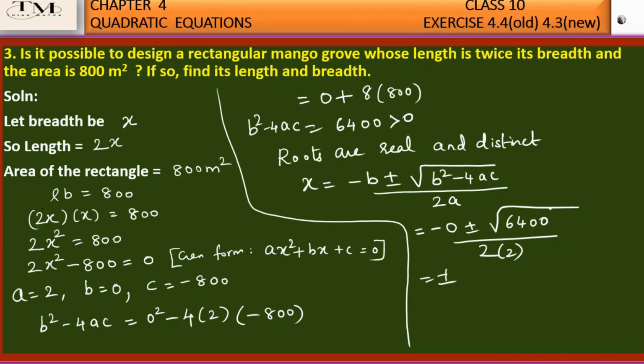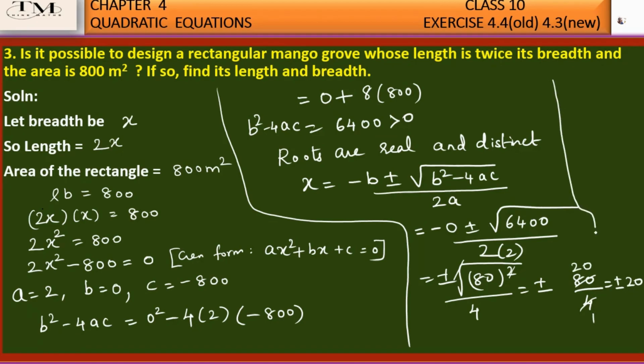So it is plus or minus. What is the square root of 6400? 64 is 8 into 8, so it is 80 whole square root, divided by 4. The square and root get cancelled, so it will be 80 divided by 4, which is equal to plus or minus 20. Because 4 ones are 4, 2 4s are 8 and this 0. So plus or minus 20.